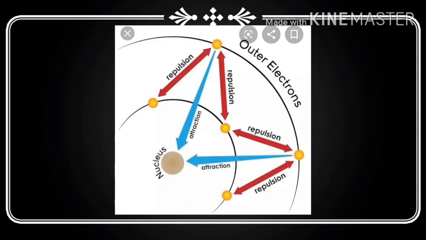So if more electrons are there in the inner shell, there is a repulsion between the ultimate and the penultimate shells. So this repulsion will reduce the attraction between the outermost electron and the nucleus. And that is called the shielding effect. If there are more shells, the outermost electron will experience more shielding effect because of the repulsion between the electrons. This concept is called the shielding effect.